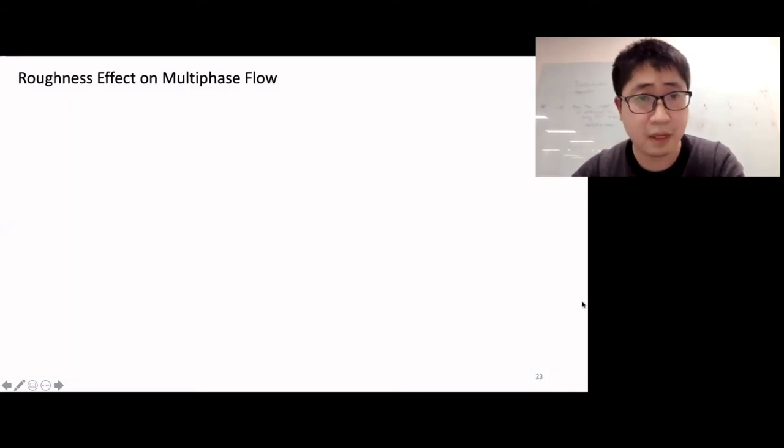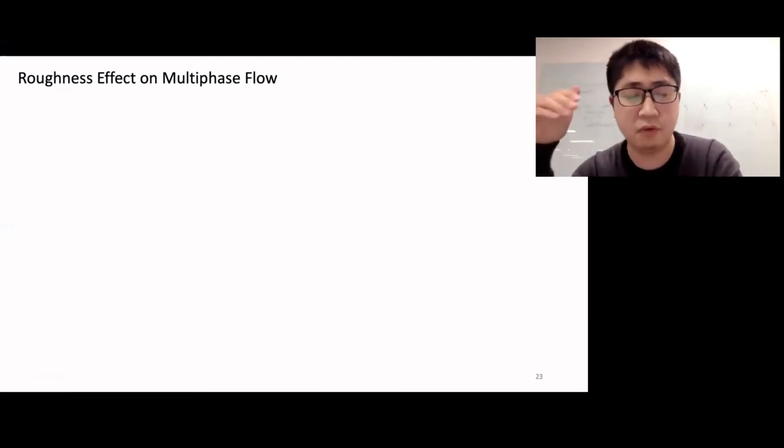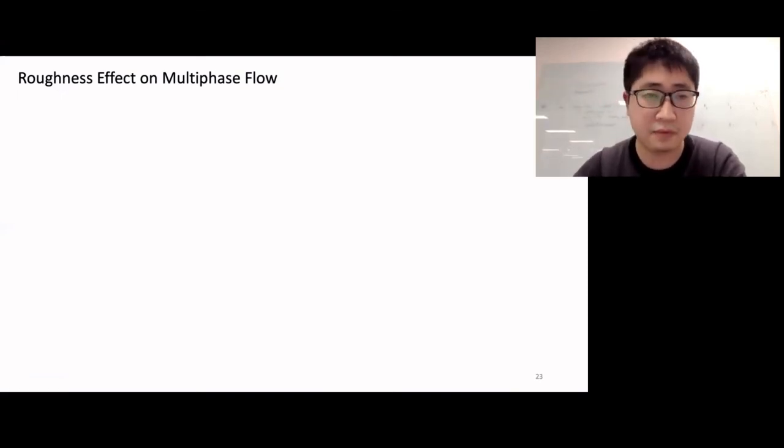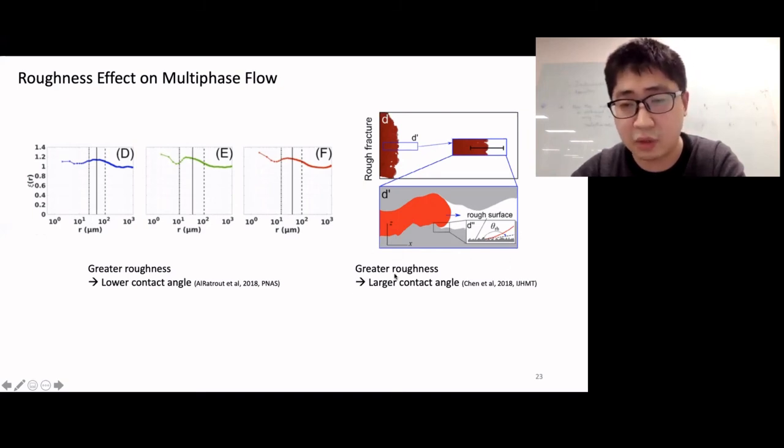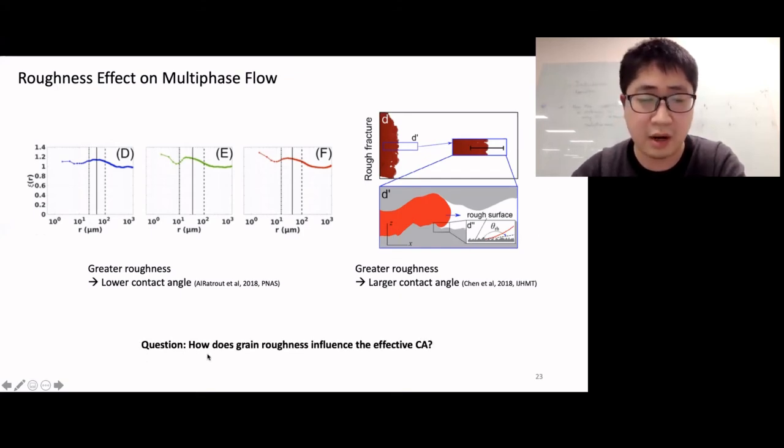And next we look at the roughness. We're moving smaller and smaller in terms of length scale. This is basically trying to answer the question where there's a conflict between the observations in the literature. One is that they observe greater roughness is associated with lower contact angle. And in other works, they found that greater roughness leads to greater contact angle during the multiphase displacement process. So we want to look at how grain roughness influences the effective contact angle.